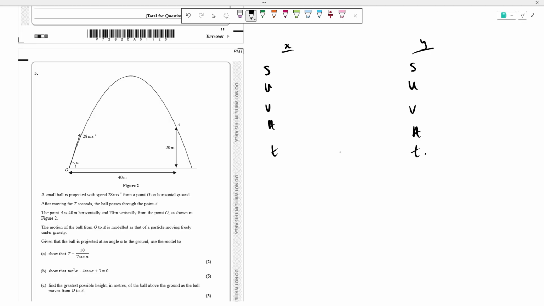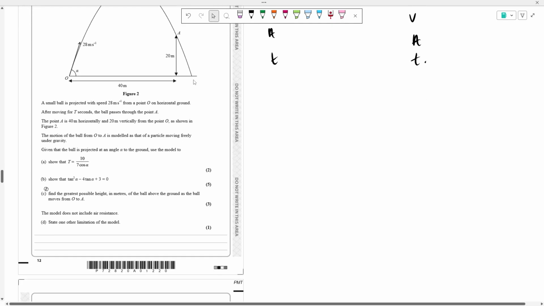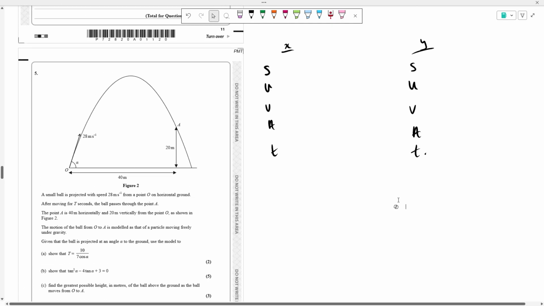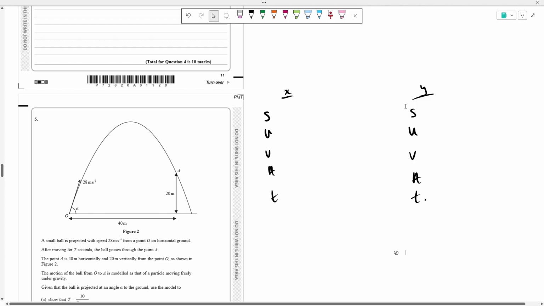We want to show that t is equal to 10 over 7 cos alpha. Just by doing this, you're actually going to set up some equations, which is going to help you more or less answer the whole question. First of all, let's look at the y components.